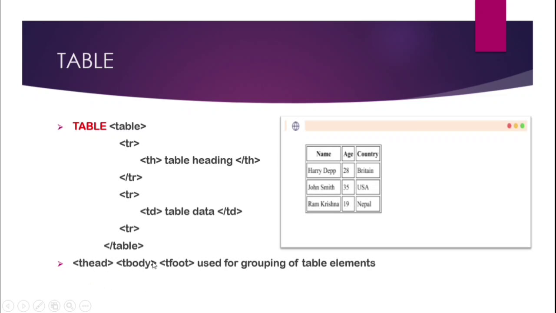And table foot is nothing but the table footer, where we want to add any information, like okay, this table consists of the data details about so and so. We can use the table foot. So to group all table elements, we use table head, table body, table foot. This is one of the major topics in HTML5, so definitely try to learn it.